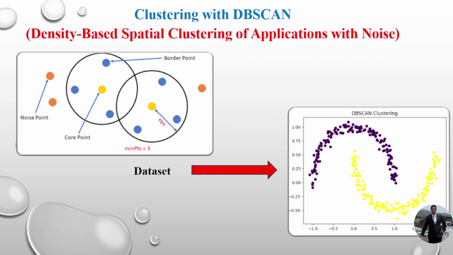The DBSCAN algorithm works based on these two parameters, and there are three types of points that need to be considered in this algorithm. The first is the core point. A data point is specified as a core point if there are at least minimum points number of data points within the EPS radius. Border points are data points in the neighborhood of a core point but with fewer than the minimum points within the EPS radius. Noise or outlier points are the data points that are neither a core point nor in the neighborhood of a core point.